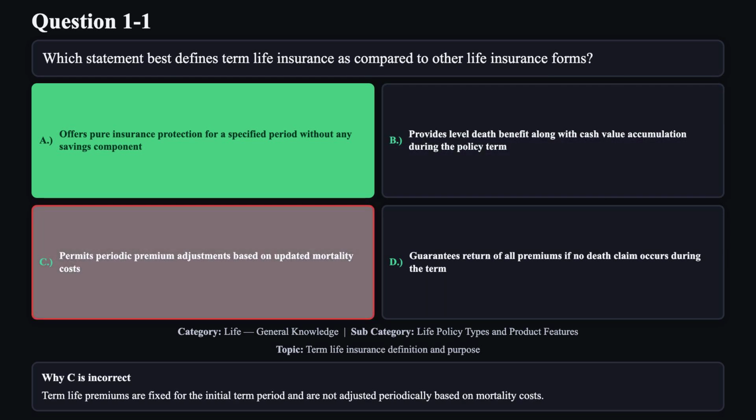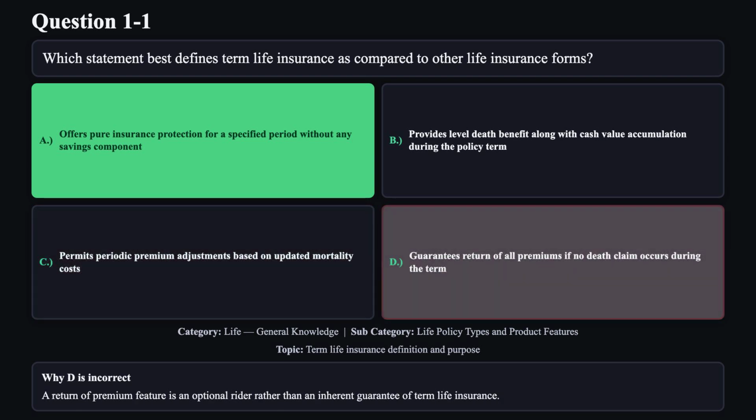Reason C is not correct. Term life premiums are fixed for the initial term period and are not adjusted periodically based on mortality cost. Reason D is not correct. A return of premium feature is an optional rider rather than an inherent guarantee of term life insurance.